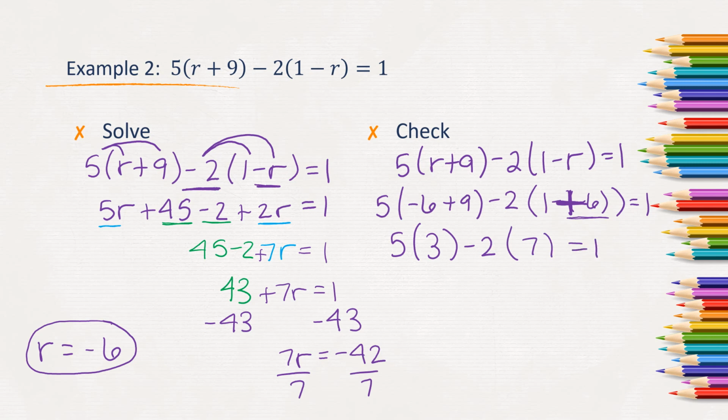Now we can start to multiply. So we have 5 times 3, that's going to get us 15. Negative 2 times 7, so a minus 14 there. And yes, 15 minus 14 gets us the 1 we need. So that shows us that we did find the correct answer for this example.